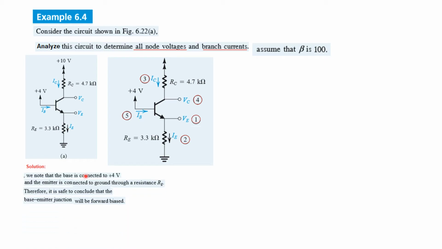Okay, we note that the base is connected to plus 4 volt, and the emitter is connected to ground through a resistance RE, and therefore it is safe to conclude that the base emitter junction is forward biased. So this is a higher potential and this is lower potential, so this is forward biased. And we can assume VBE to be 0.7 volt as we have learnt.